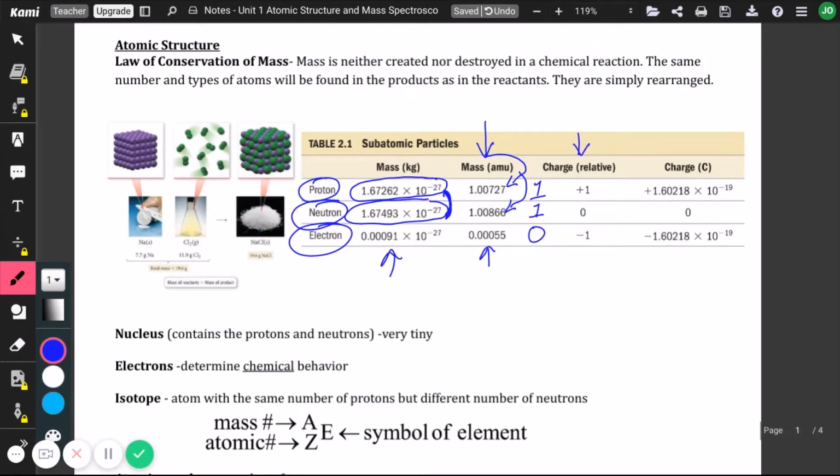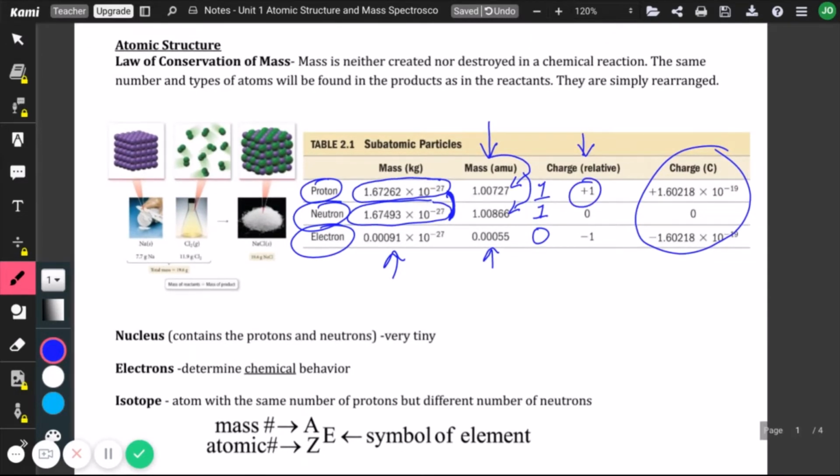Next thing is your charge. Your charge is, again, relative, kind of like your masses. Technically, there's a number that's involved. That's what we see right here. But again, that number is a strange number to work with, so we give it a relative number. Protons are positive, electrons are negative, neutrons are neutral.